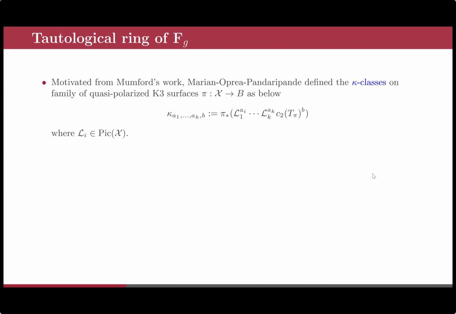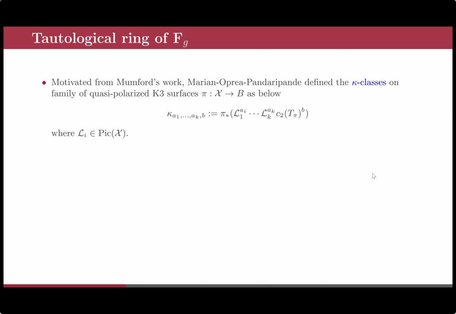Okay, so here is a construction given by Marian, Oprea, and Pandharipande. They define so-called kappa classes on families of quasi-polarized K3 surfaces. Okay, so imagine we have a family of quasi-polarized K3, called pi. And we can define the kappa classes as below, given by this equation. Here the indices are from a_1 to a_k, and the b are all integers.